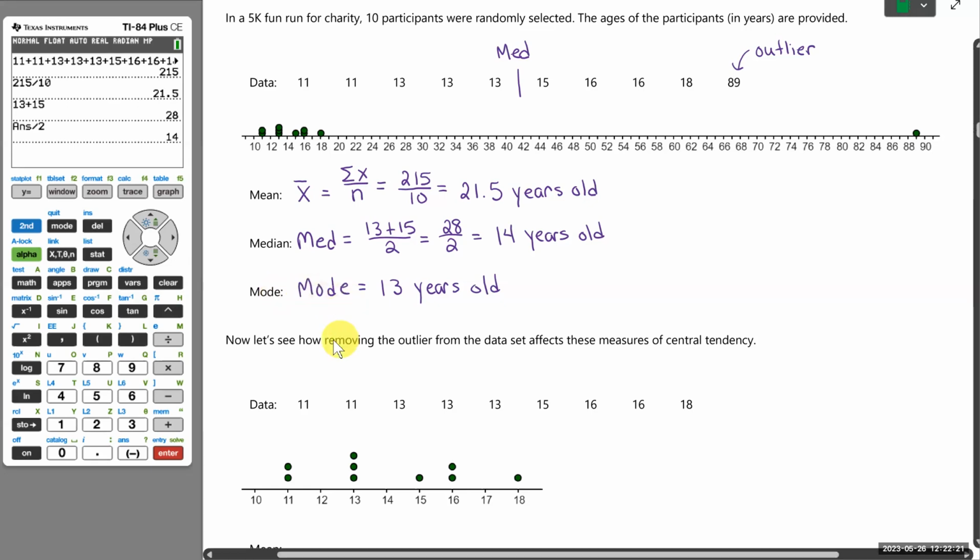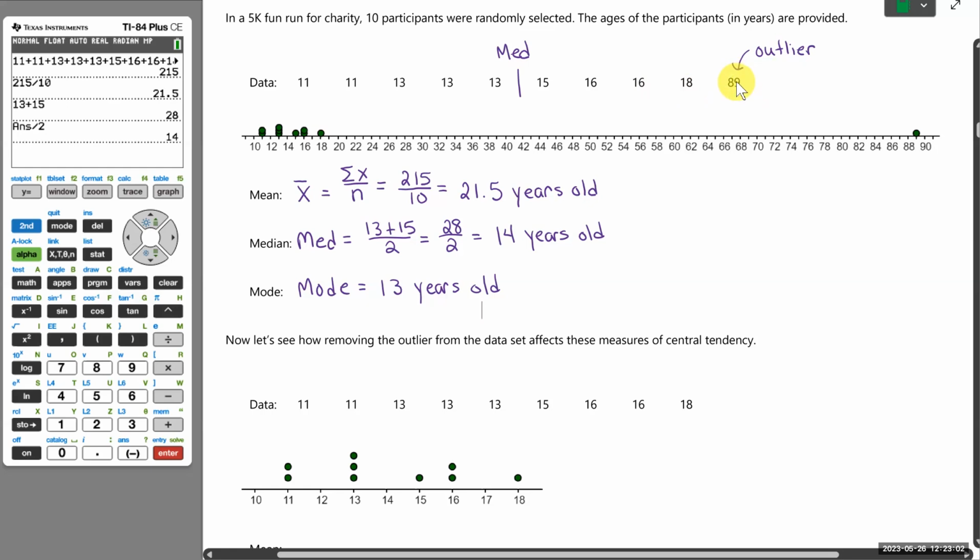All right, so 13 years old and 14 years old seem to be pretty good descriptors of the majority of the data set. That outlier, 89, isn't included in the mean or mode calculations. That value only occurs in the mean calculation because we added it among the 10 participants. So 21.5 is a little misleading, because that 89 brings the mean up to a value that's greater than all the participants except for that outlier.